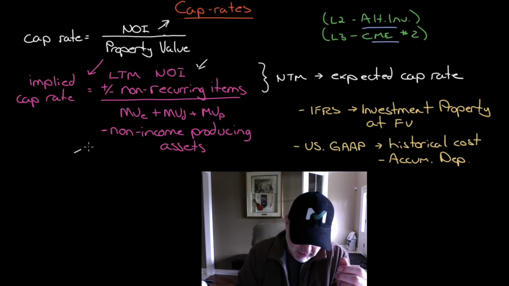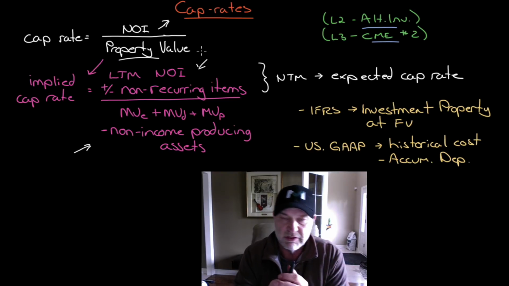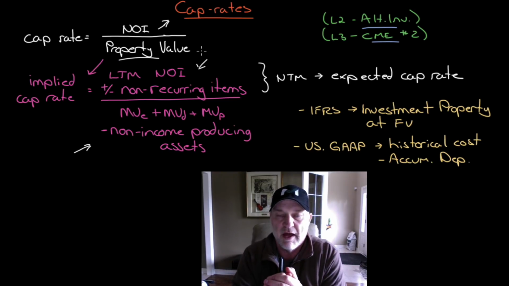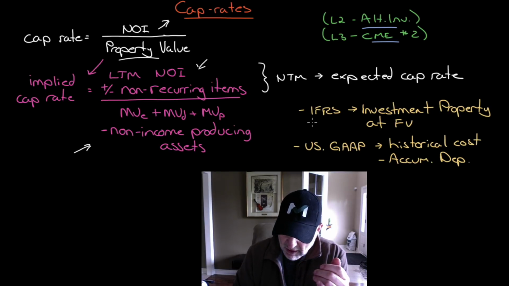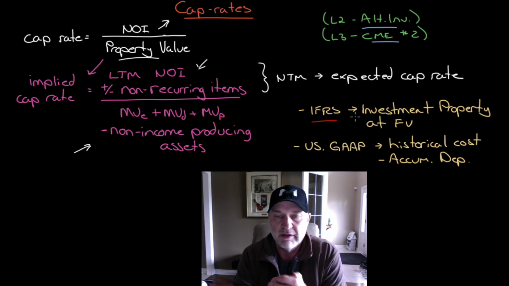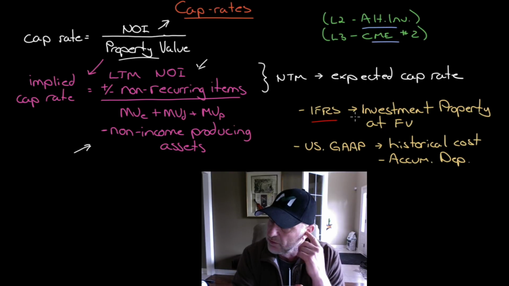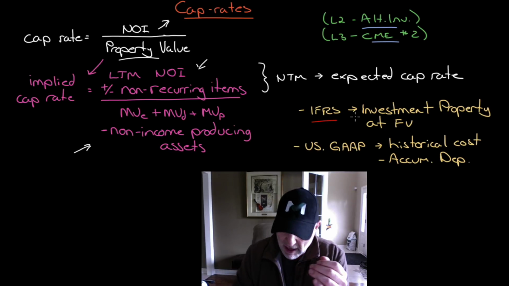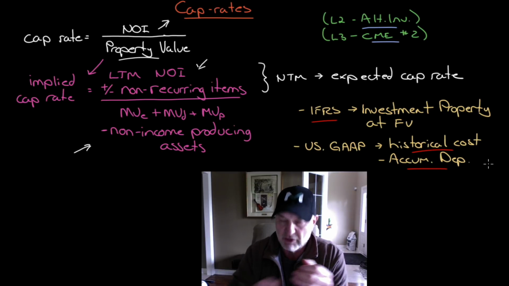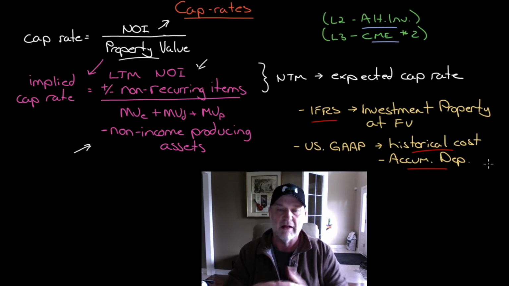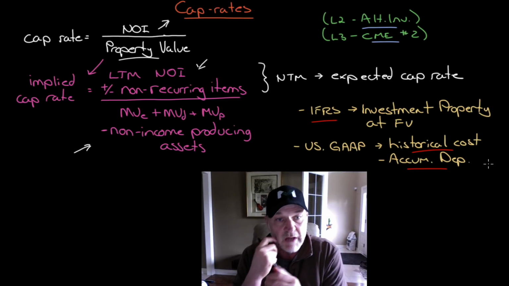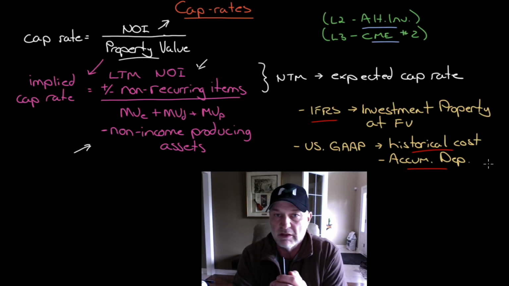And the denominator is your property value, which is typically the portfolio of properties that you have. And here we have a bit of a problem. If you're using an IFRS reporting company, there will be a category called investment property, and it is reported at fair value. There you go. You have the fair value of the investment property right there. If you're looking at US GAAP, you're going to find historical cost less accumulated depreciation. You're going to find the book value of the properties and not the current market value. So we need the current market value.